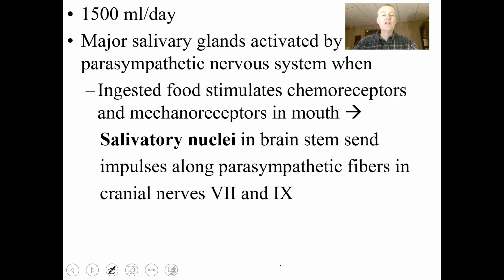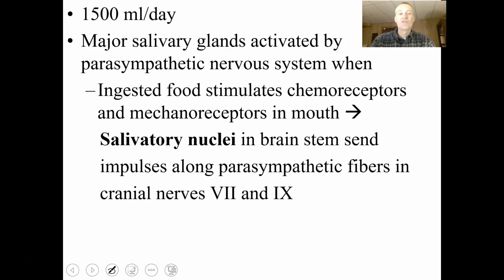We produce about 1,500 milliliters per day. So that's 1.5 liters. If you saw a 2-liter bottle, think of 1.5 liters, almost a 2-liter bottle of saliva each day is made. And if you chew gum, it's probably a lot more because gum chewing will stimulate salivation.